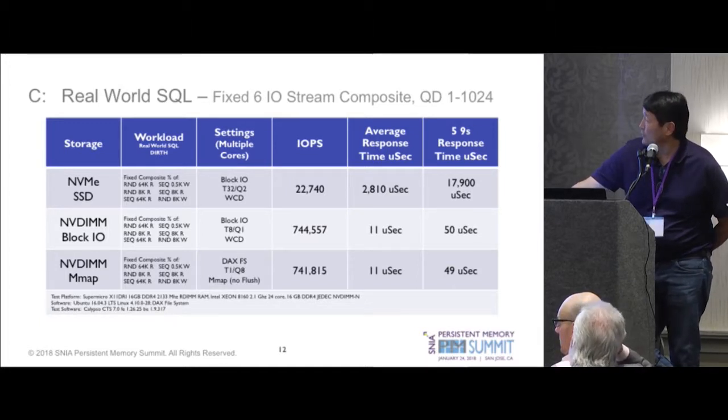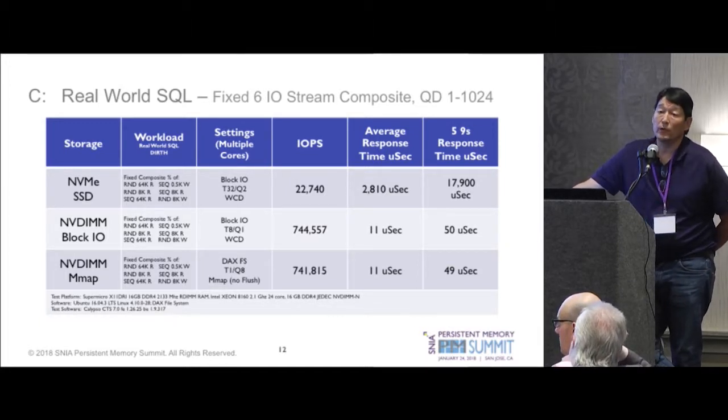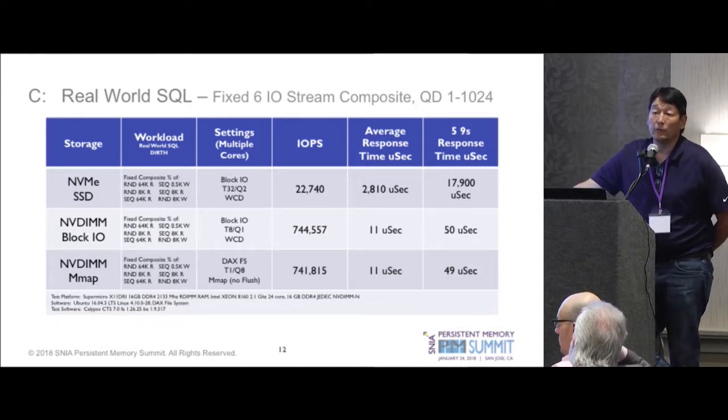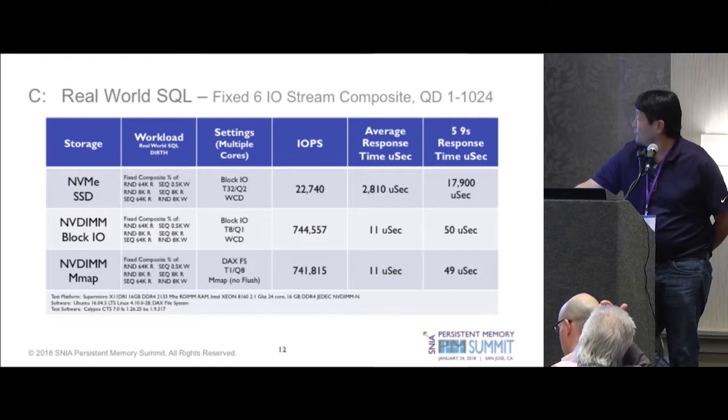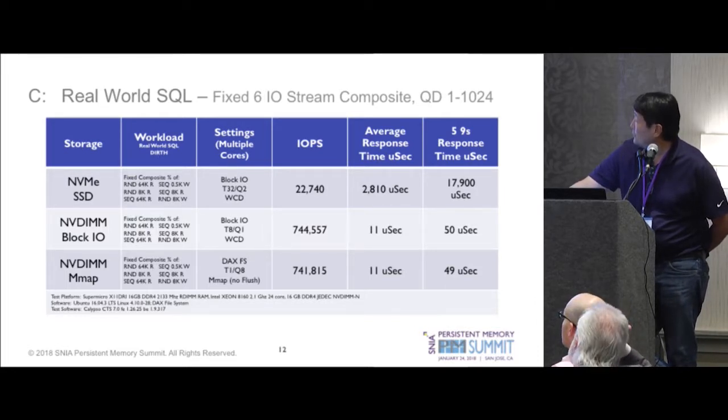So the performance here between the NVDIMM block IO and the NVDIMM map is roughly the same, but remember here we have a multi-core, multi-thread environment. We will look in part 3 at a single core T1Q1 test of map, and we will see some difference in performance when you look at different flush commands. And here's the graph for this.